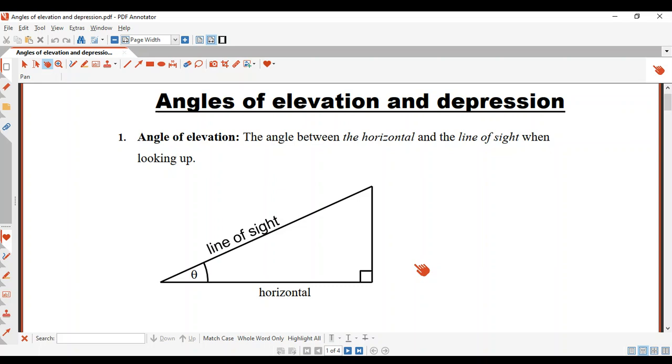Okay, we're going to look at angles of elevation and depression. So let's start off with the definition. The angle of elevation is the angle between the horizontal and the line of sight when looking up.